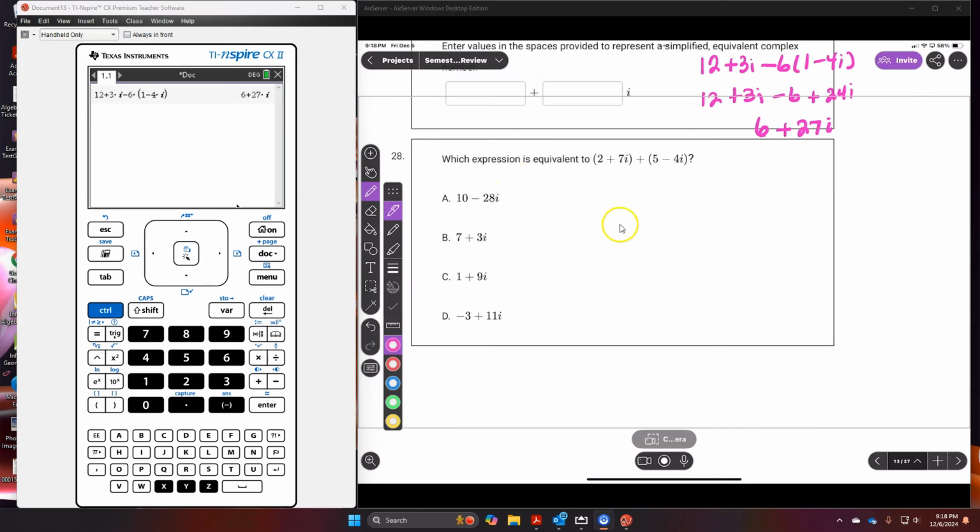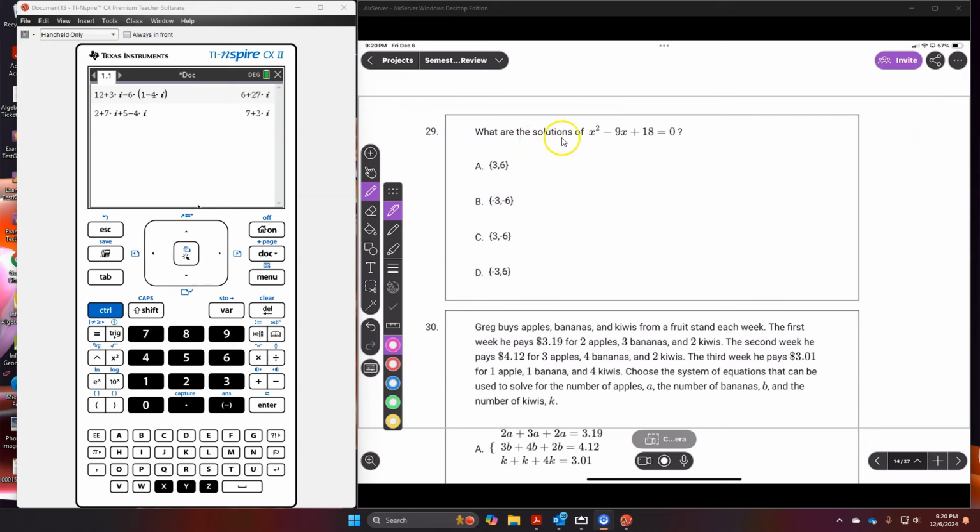Which expression is equivalent? We have 2 and 5. So 2 plus 5 is 7. 7i minus 4i is plus 3i. So your answer is B, but let's check with our calculator. Parentheses 2 plus 7i, right? And then you have plus parentheses 5 minus 4i, enter, and that's what we got, 7 plus 3i.